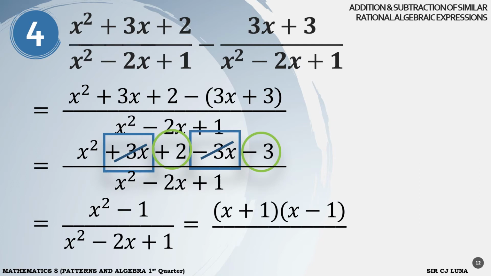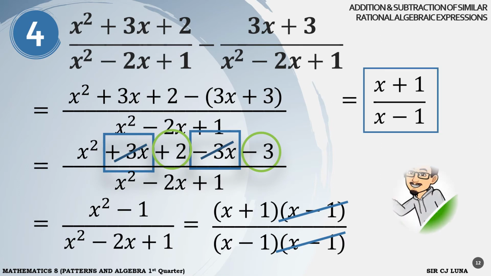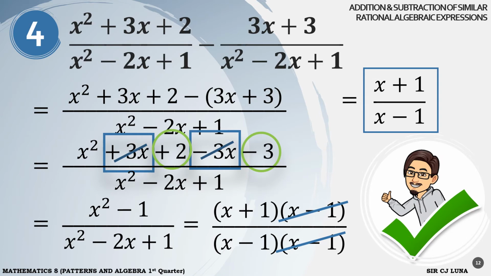How about the denominator? Okay, this is a perfect square trinomial. Therefore, we have quantity x minus 1, quantity x minus 1. And we can cancel x minus 1. So our answer for example number 4 is x plus 1 all over x minus 1. Okay? Nakuha po ba? So ganun lang ang pag-add or pag-subtract ng mga similar rational expressions.